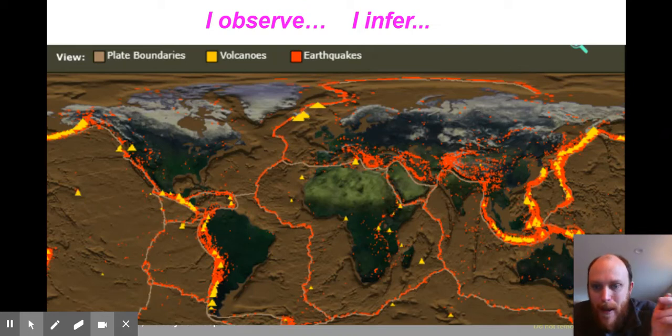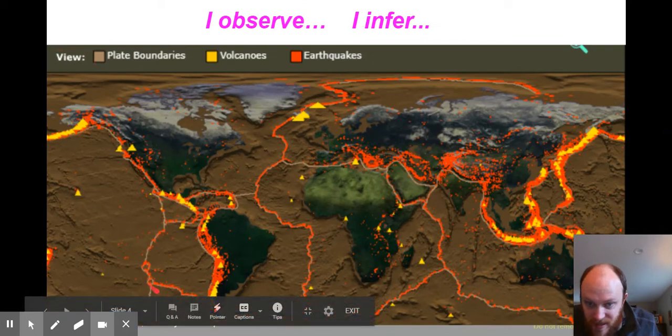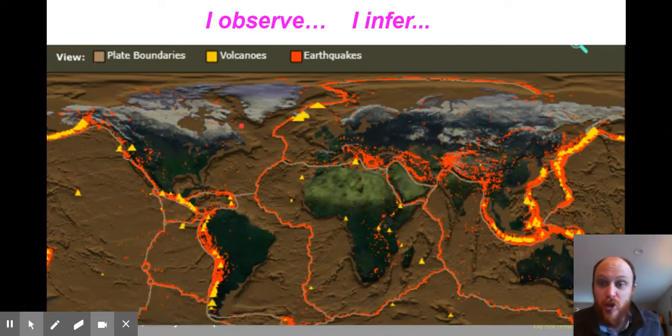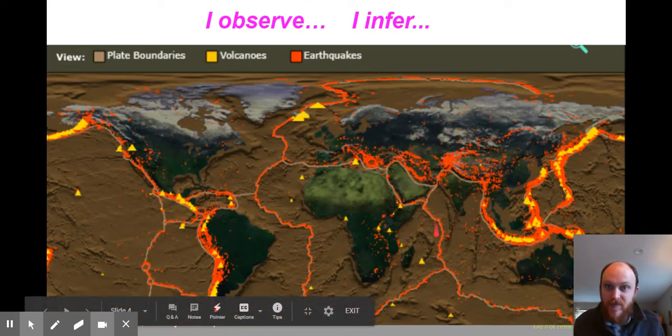First of all, look at this map. You can see that this light color, these kind of lines, show the plate boundaries. You can see volcanoes are these little yellow volcano shapes. Look at all these over here. You can see earthquakes are these little dots. When there's an earthquake, there's a little dot at the center. Look at all these earthquakes and these volcanoes.